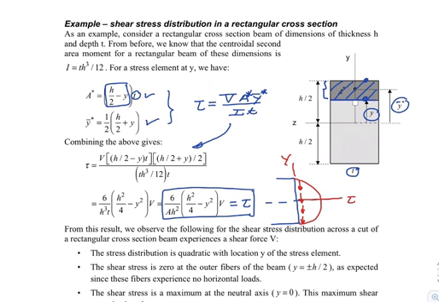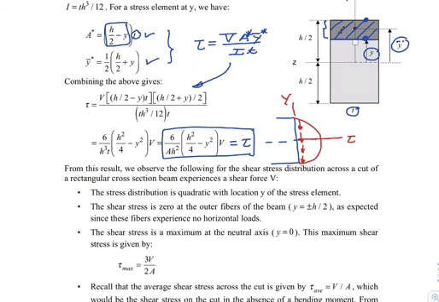And a second important result from this is that the maximum value occurs at the neutral axis where y is equal to 0. So this here is tau max. Well, what is the maximum? That's going to be when y is equal to 0, and we can see here that that ends up being 3/2 V over A.